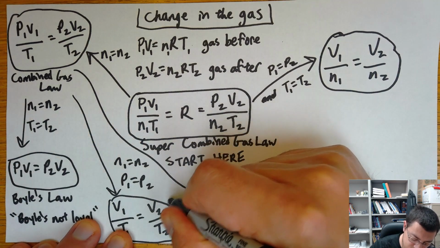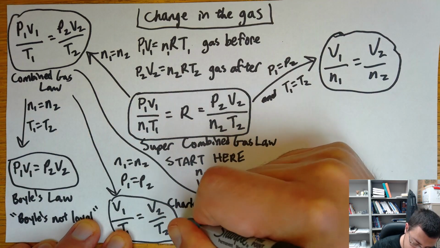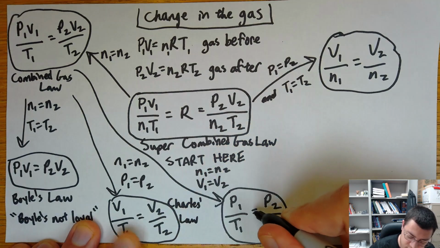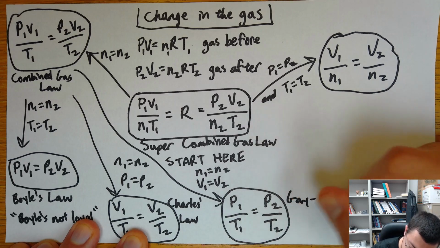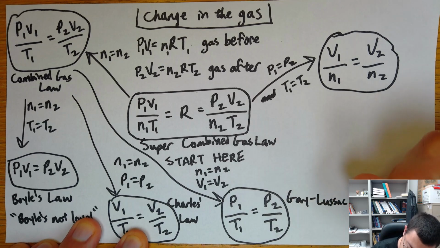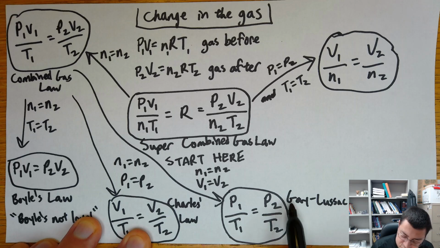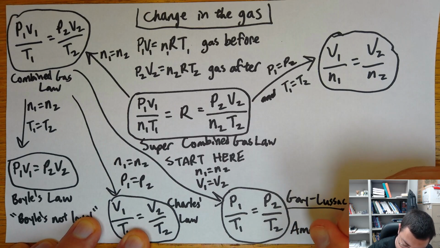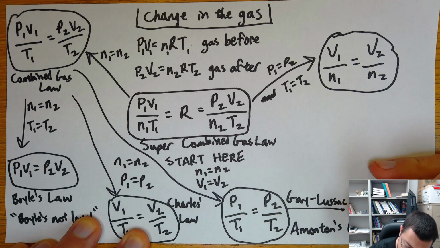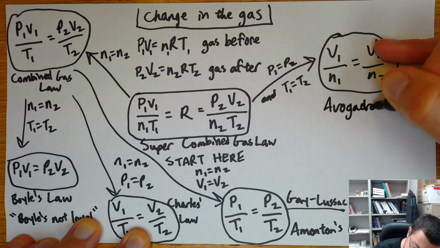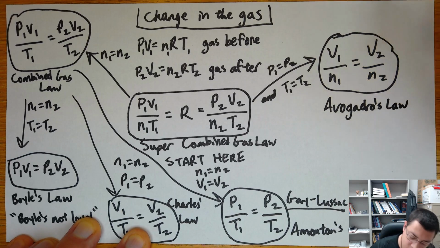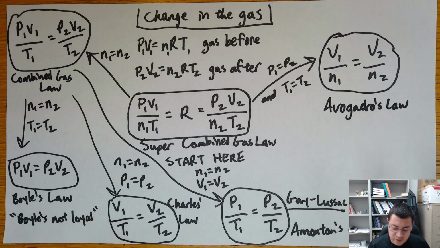This one is Charles's law. All right, and then this one is the Gay-Lussac law. Okay. That's not 2 people. That's like a double-barreled last name. Some people or textbooks say Amonton's law. It's the same math. And then this one is Avogadro's law. All right. Same Avogadro that Avogadro's number is named after.